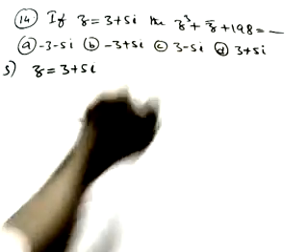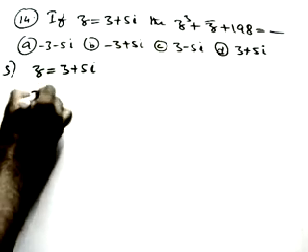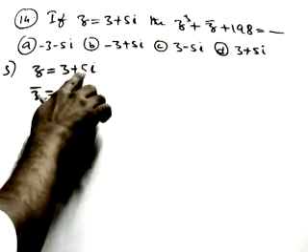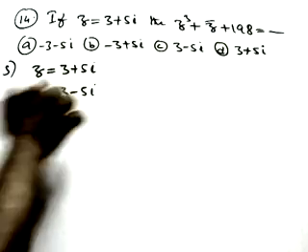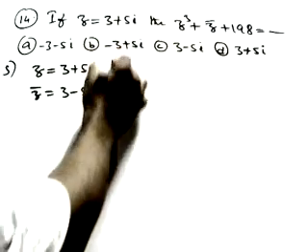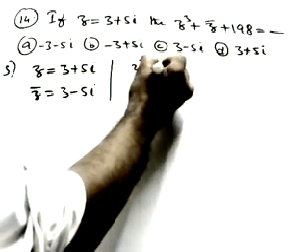What is the value of z cube plus z bar plus 198? We can do any method. I am using just what z bar is, the conjugate. Conjugate means we have to change the sign of the imaginary part. So we got z bar. Now let me find z cube.